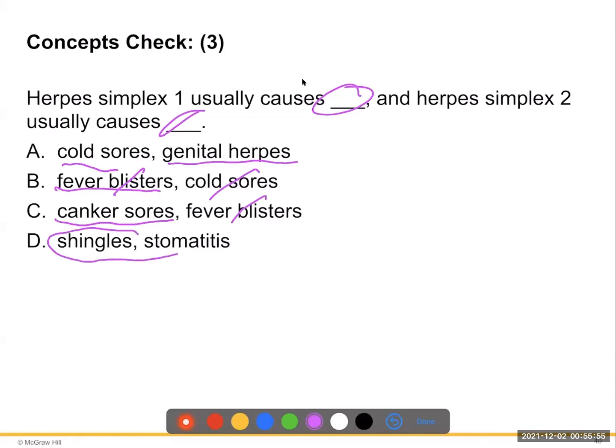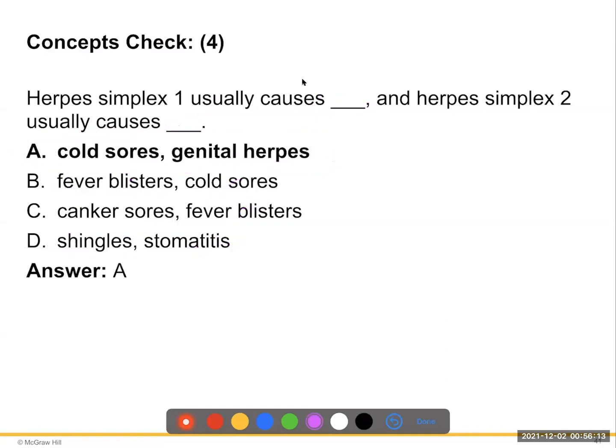Shingles is the varicella virus, and stomatitis. So the only one that makes sense is cold sores, which is in the oral cavity region, oral pharynx, and herpes simplex 2 causes genital herpes in the groin area, in your genitalia area. So it would have to be A. The other ones just don't make sense. So herpes simplex 1 usually causes cold sores or fever blisters or canker sores. All these things here are caused by herpes simplex 1. Herpes simplex 2 causes genital herpes.